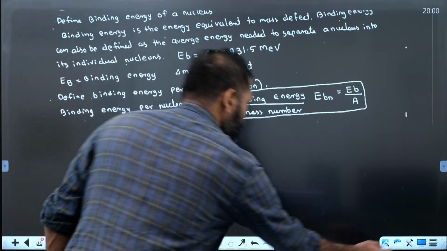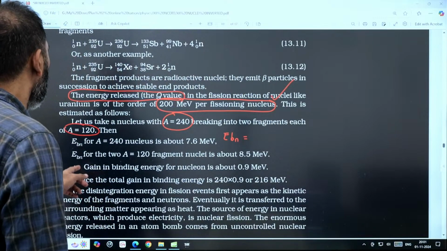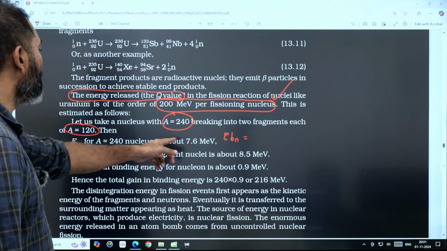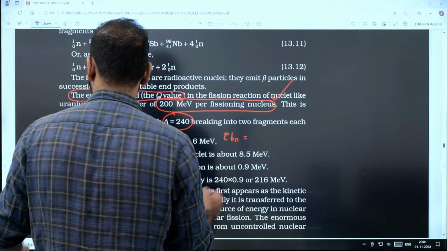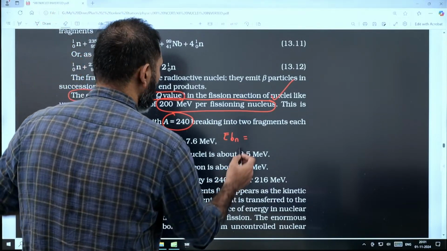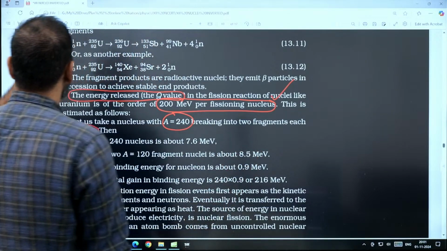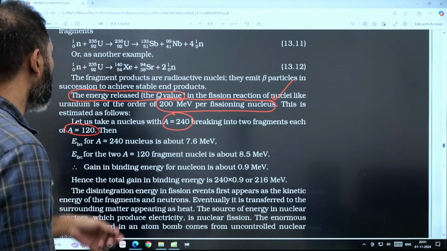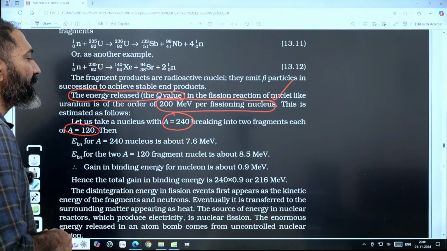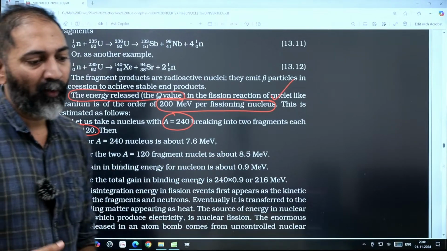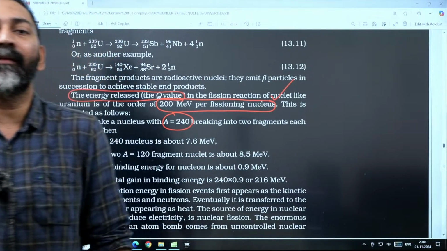Okay, let us continue with that problem. Binding energy for 240 is 7.6, binding energy for 120 is given as 8.5 MeV. First one is 7.6 and the other one is 8.5. So what is the gain in binding energy? 0.9. Why do I say gain in binding energy?